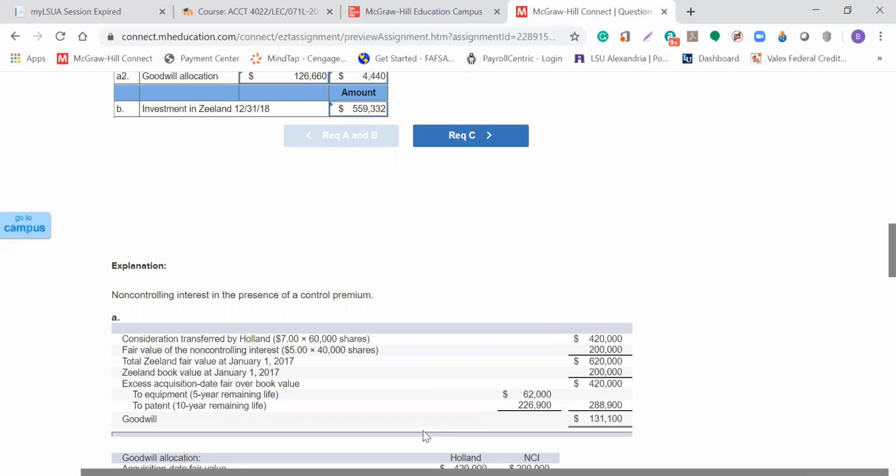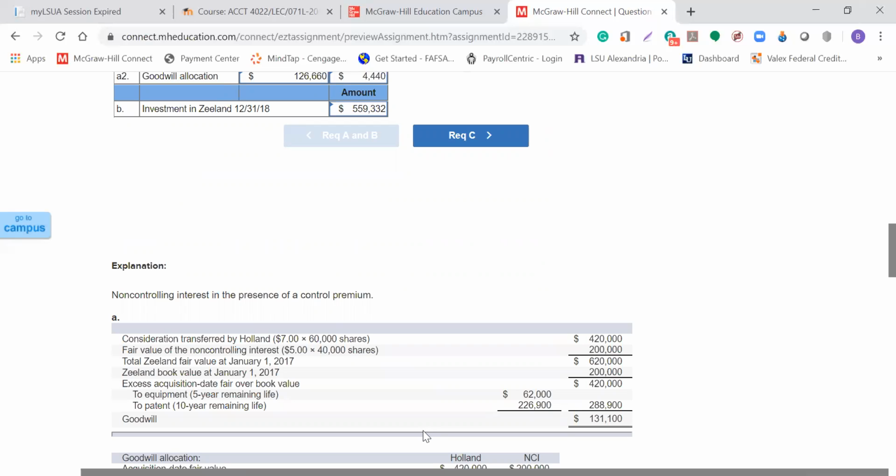And we arrive at the non-controlling interest in the presence of a control premium by looking at the consideration transferred, 60,000 shares at $7, which is $420,000. The fair value of the non-controlling interest is $5 per share for the remaining 40,000 shares, with a total of $620,000. Zealand's book value as of January 1st was $200,000.